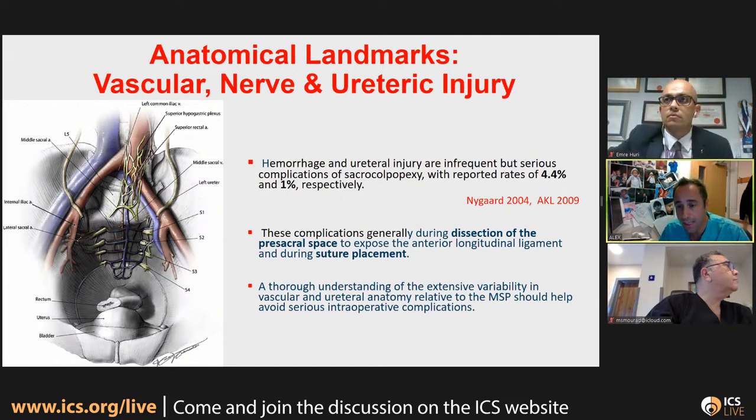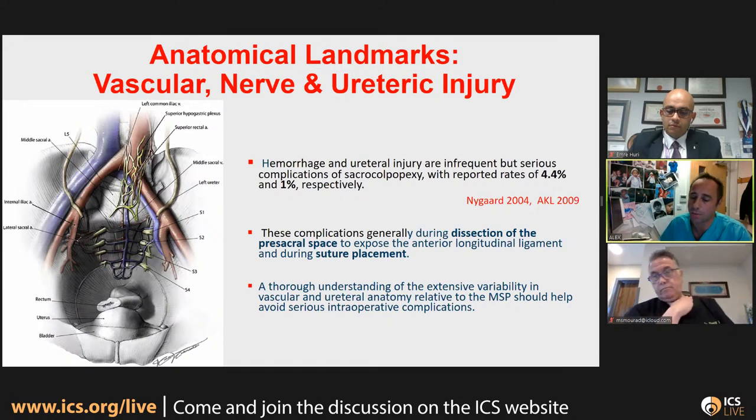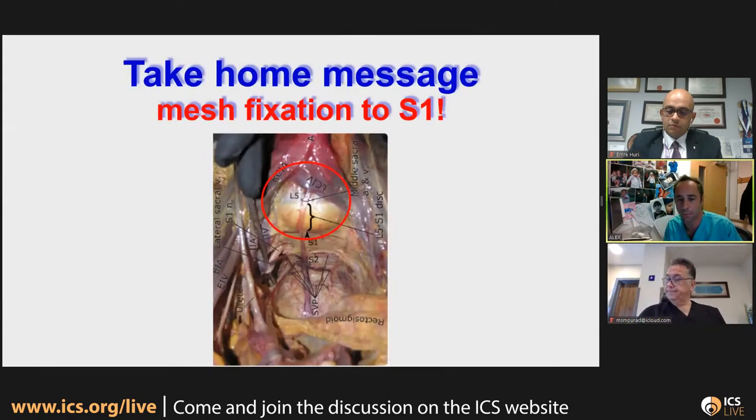Obviously, these complications occur during the dissection of the presacral space and the peritoneum of the pouch of Douglas. That's the reason why I stopped doing that wide dissection of the peritoneum in the pouch of Douglas. And only if we understand well the extensive variability in the vascular and ureteral anatomy relative to the mid-sacral promontory can we avoid serious intraoperative complications.